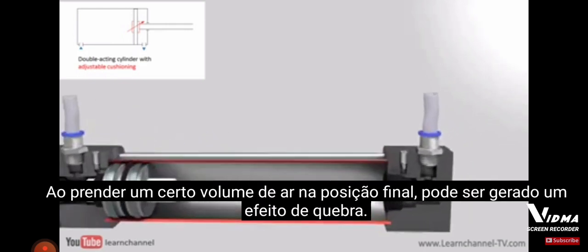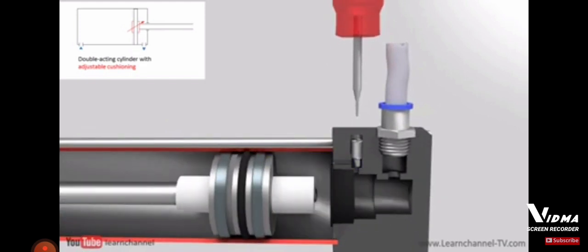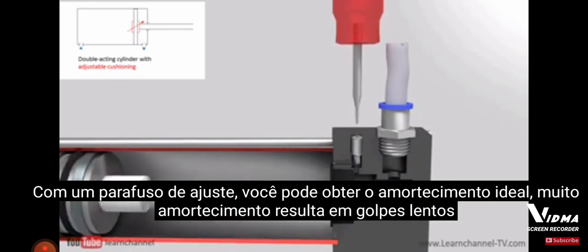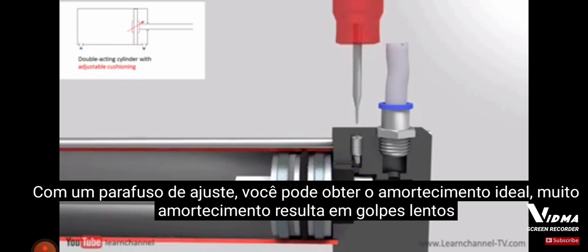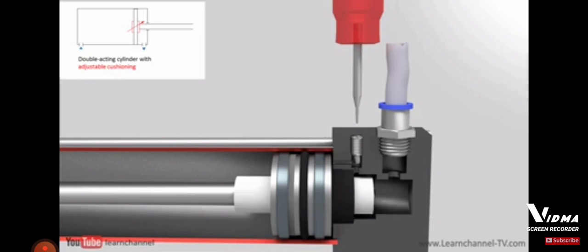By trapping a certain volume of air in the end position, a braking effect can be generated. With an adjustment screw, you can get the ideal cushioning. Too much cushioning results in slow strokes, and too little cushioning increases the end-of-stroke shock.